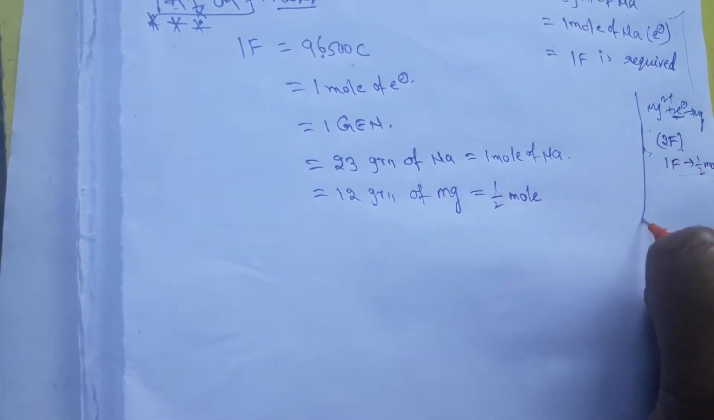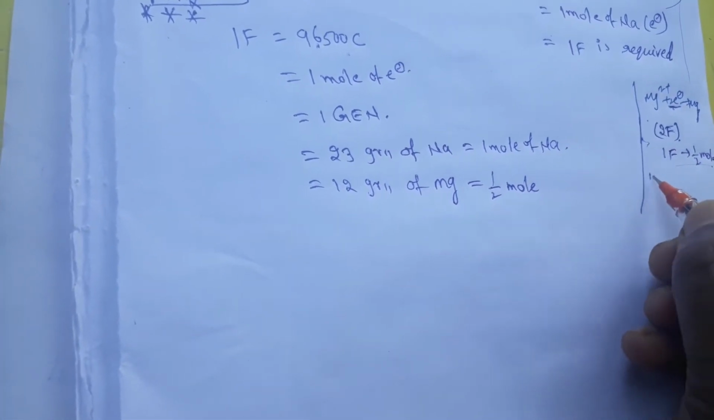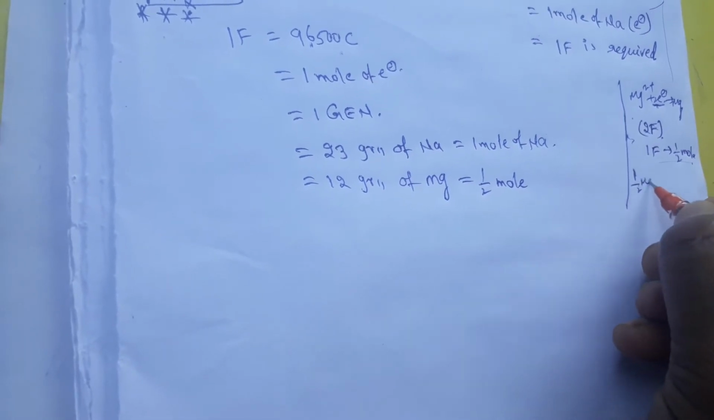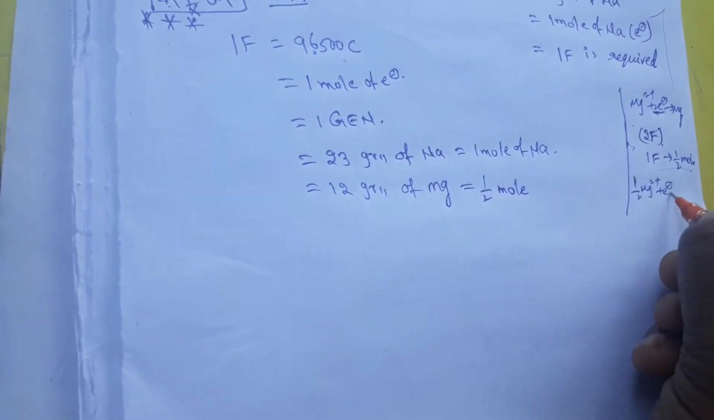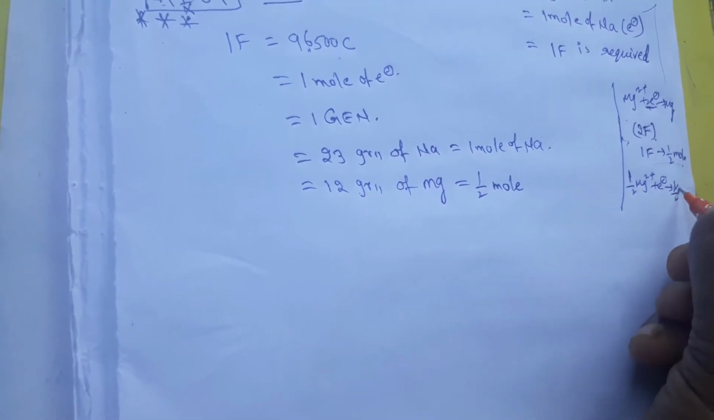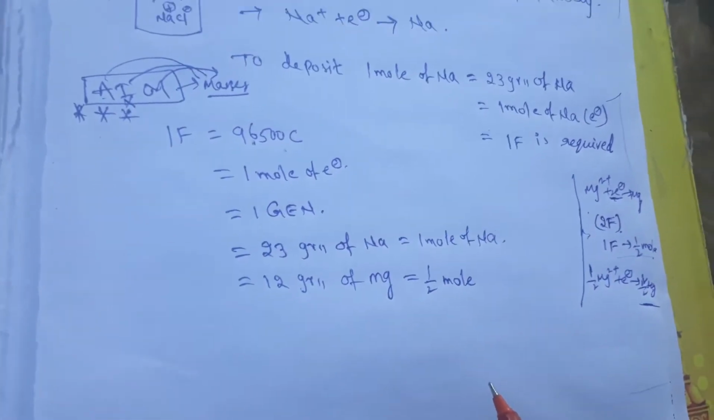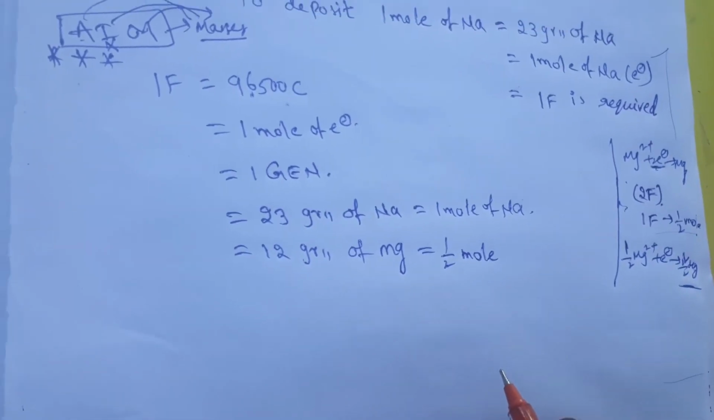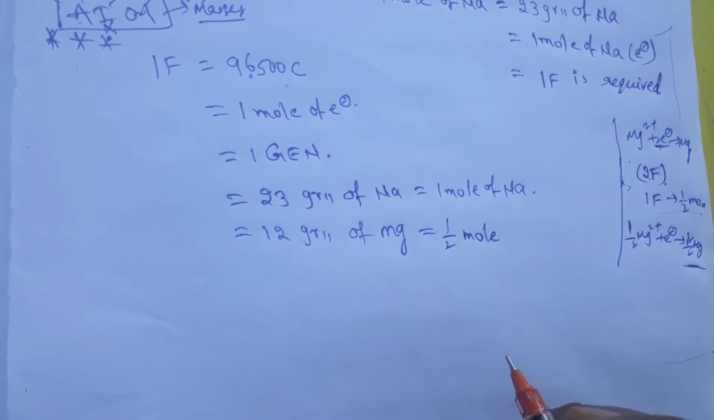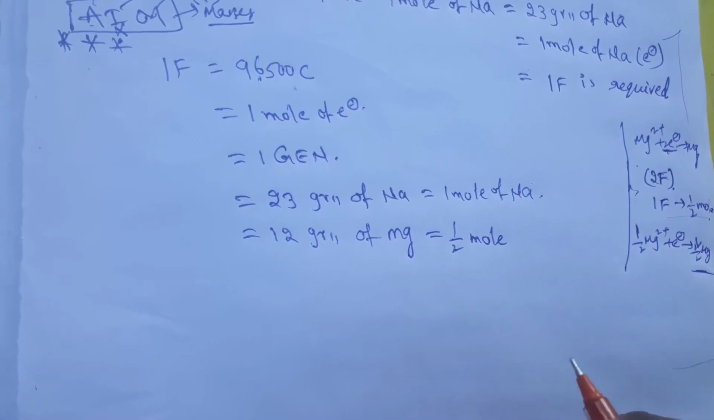If you write it for 1 mole of electrons, then 1/2 Mg2+ plus electrons gives rise to 1/2 Mg. It is depositing. Where will it deposit? Tell me, where will it deposit? Obviously it will deposit at the cathode.